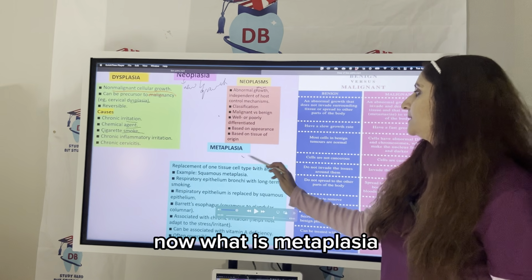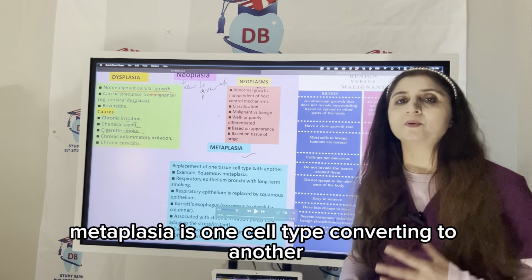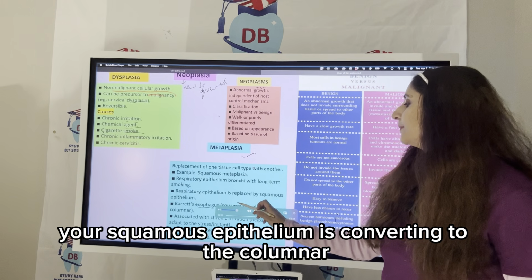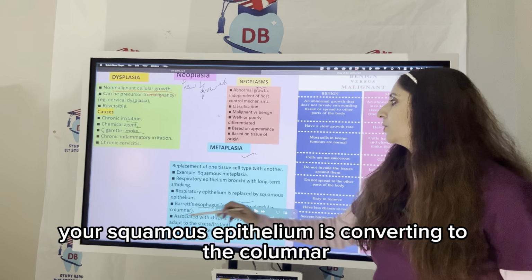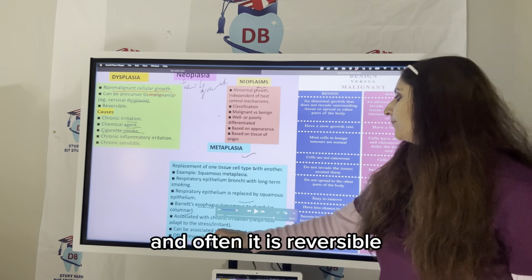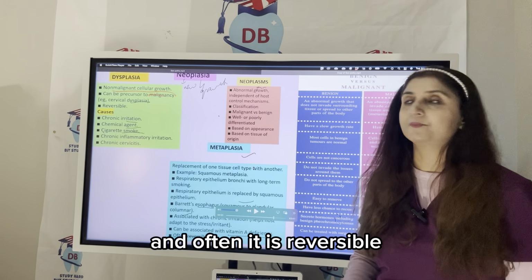Now what is metaplasia? Metaplasia is one cell type converting to another. For example, in the case of Barrett's esophagus, your squamous epithelium is converting to the columnar epithelium. It can be associated with vitamin A deficiency and often it is reversible.